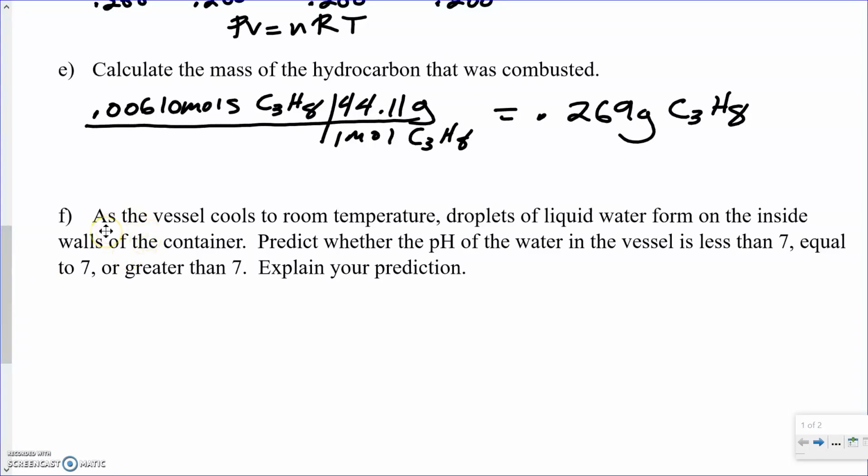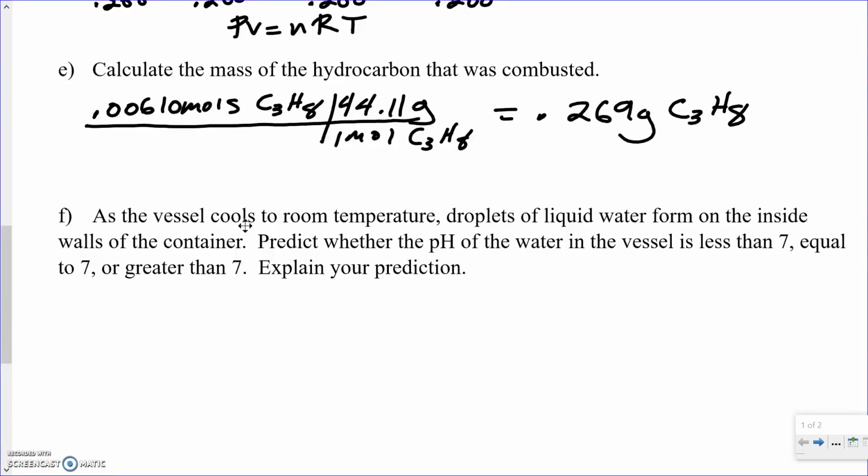So let's look at F. As the vessel cools to room temperature, droplets of liquid water form on the inside of the walls of the container. Predict whether the pH of the water in the vessel is less than 7, equal to 7, or greater than 7, and explain your prediction. Now, I will say this is a little bit of an older problem where predicting products was more prevalent, but I still want to work through it and get a basic idea.